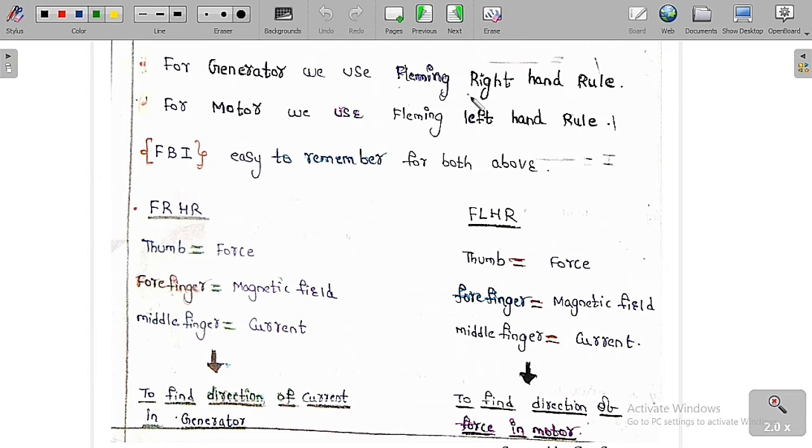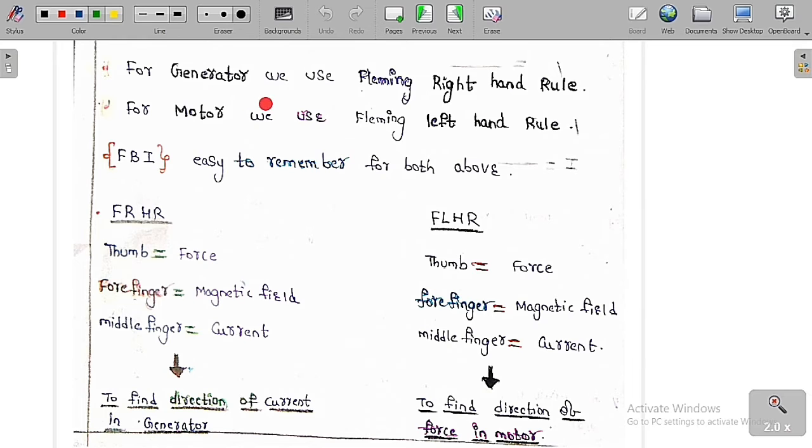Here the thumb indicates the force, the forefinger indicates the magnetic field, and the middle finger indicates the current. But you have to be very careful when applying Fleming's right hand rule: the thumb direction is the mechanical torque, not the electrical torque. Whether it is a generator or a motor, the electrical torque is always opposite to the mechanical torque. That is a very important point. For a generator we use the right hand rule, and for a motor the left hand rule. I have already told you these concepts in the basic machines.